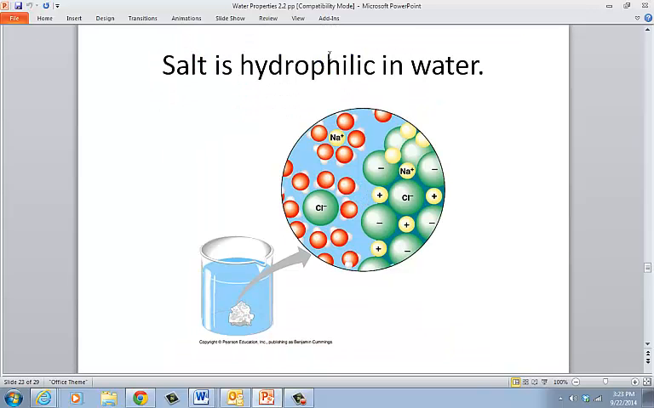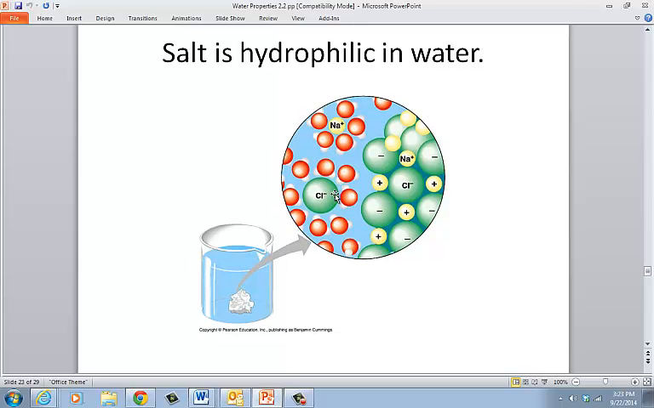Okay, and salt is hydrophilic. Hydro meaning water, philic meaning love. So salt is water loving. And water can attach to this substance because this is polar.